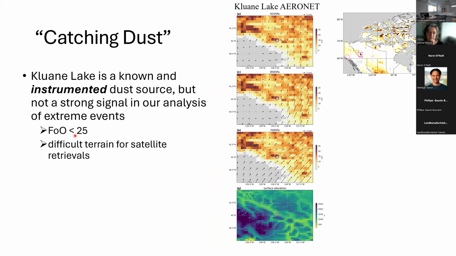It's less than 25. And this is really difficult terrain for a satellite. So this is topography, and this is Kluane Lake right here. And the vectors on these maps are average winds from ERA, at 925, 850 and 700 hectopascals. So although the station is downwind of sources, and we understand it's complicated with valley flows versus synoptic flows, nice work by Daniel on that, we should be getting some data, and perhaps we are getting some extreme events, but it's hard to tell because the observations are sparse.